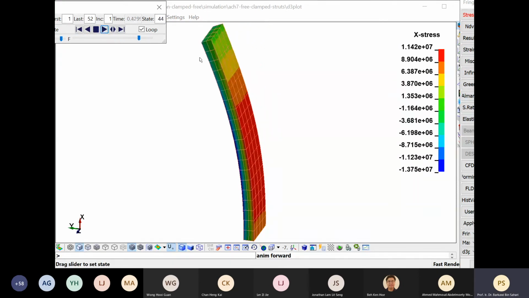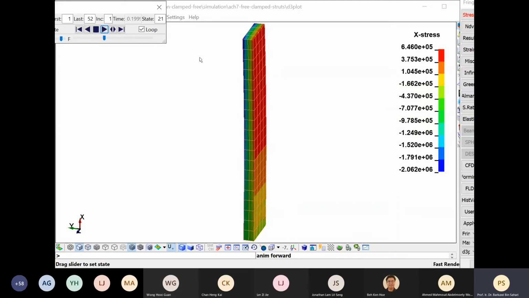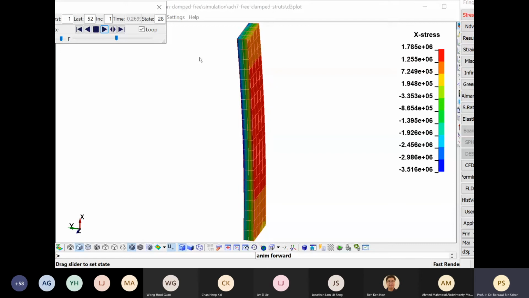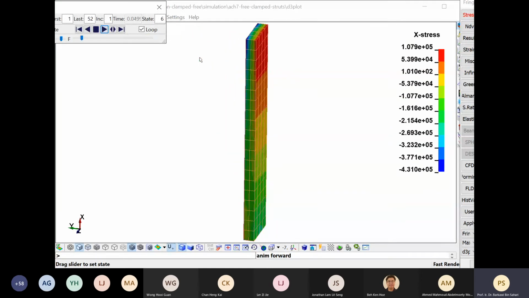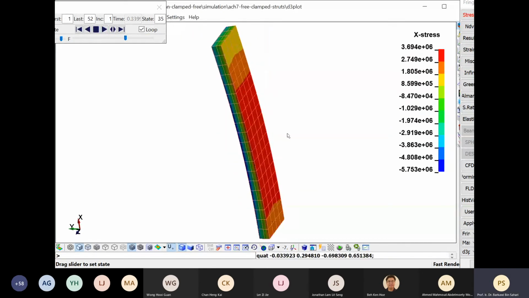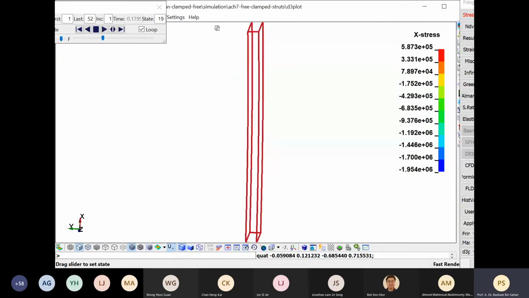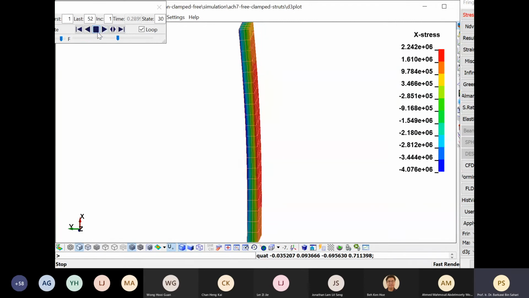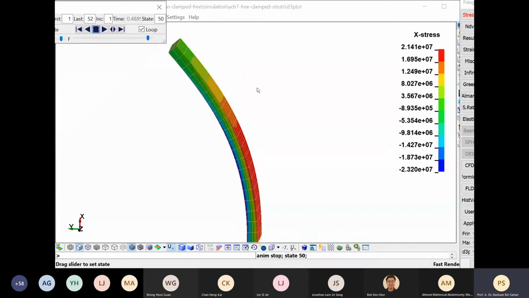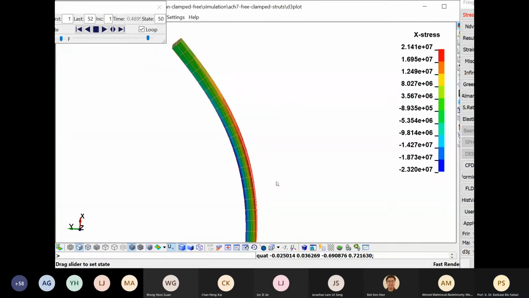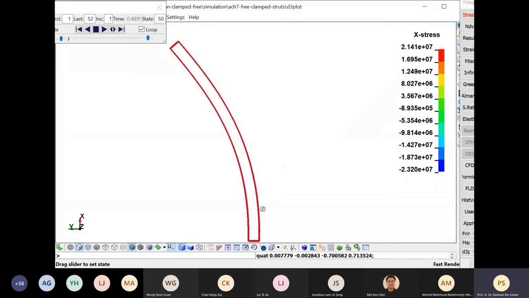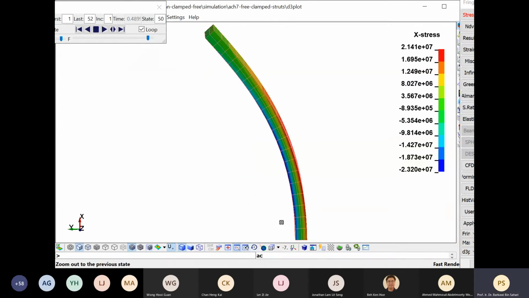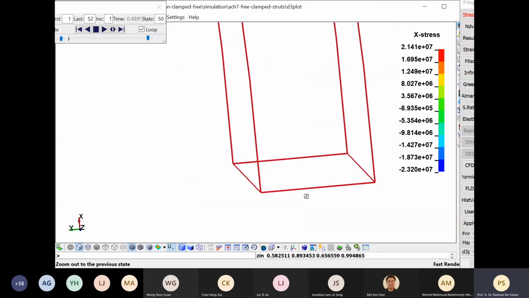Right, we have seen this one, the first lecture on column, and we have already calculated P critical for this particular case. So now we are looking for effective length. This is how it deforms. I just want to have a look at one particular location and then stop. Now you can see that at the bottom, where it is clamped, the stress is not zero.